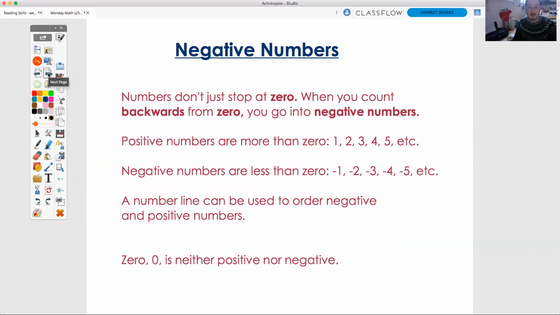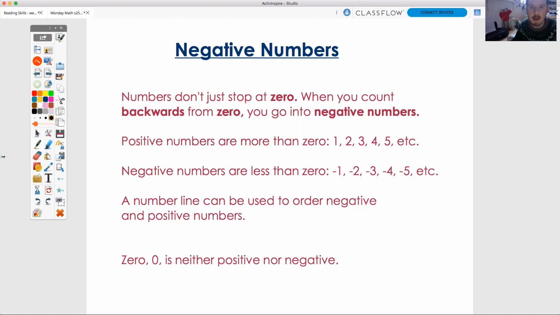Now with negative numbers today, just to recap on what negative numbers are, I think you did them on Thursday, so it's been a couple of days since then. Numbers don't just stop at 0. When you count backwards from 0, you go into what's called negative numbers. Positive numbers are more than 0: 1, 2, 3, 4, 5, you know them. But negative numbers are less than 0. Minus 1, minus 2, minus a million, minus 5 billion. Those are all examples of negative numbers.